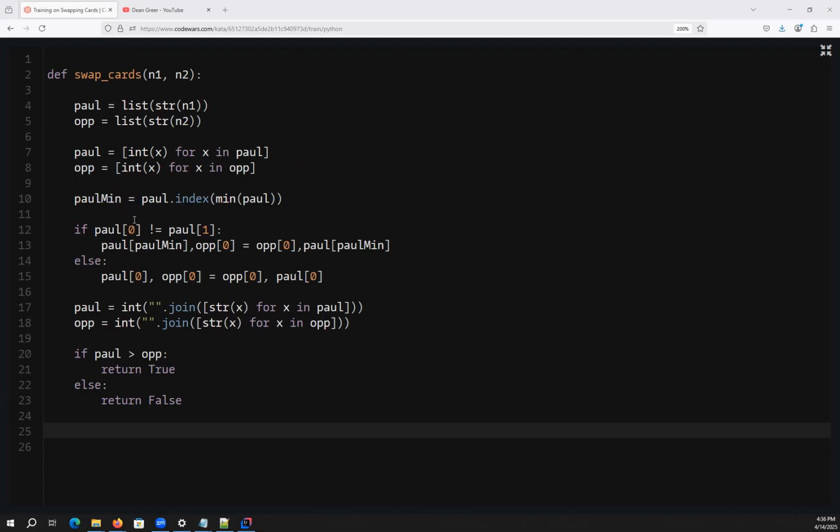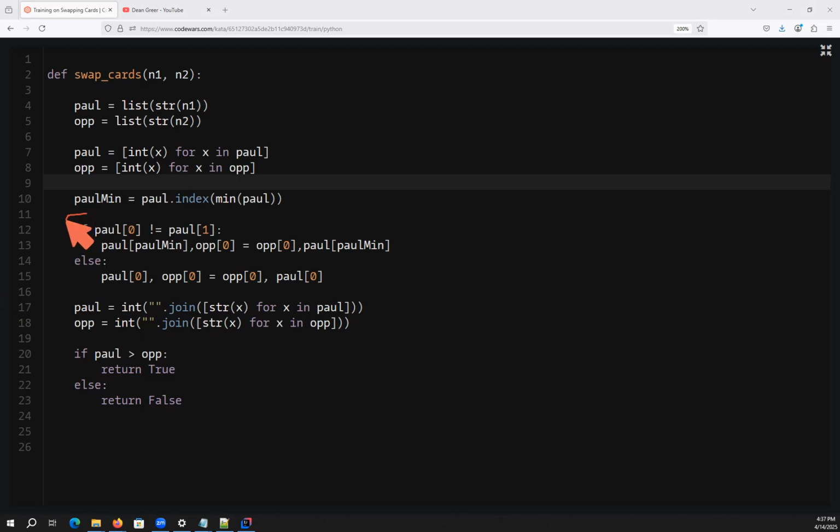All right, line 10. Because of Paul's strategy, I want to get the minimum value in Paul's set of cards or set of integers. So I'm going to use min to get the minimum value of the two. Then I'm going to get the index of that minimum value. I'm going to put that index into Paul min, so that I know the index, because the index is going to be useful when I do the swapping, which is what I'm about to do.